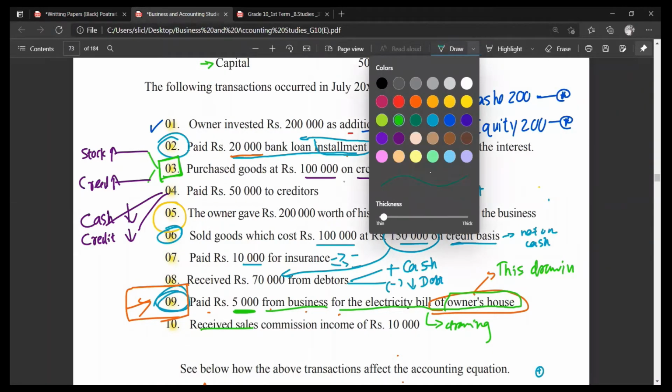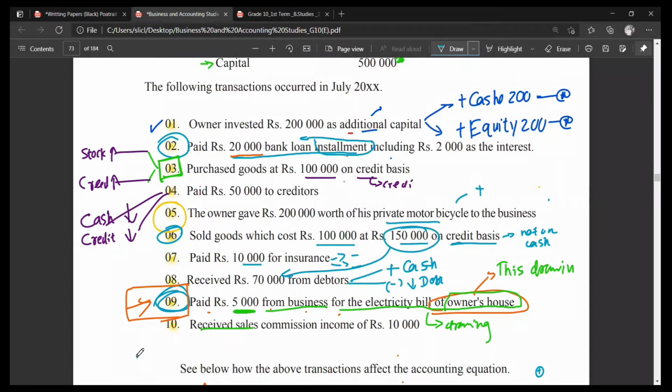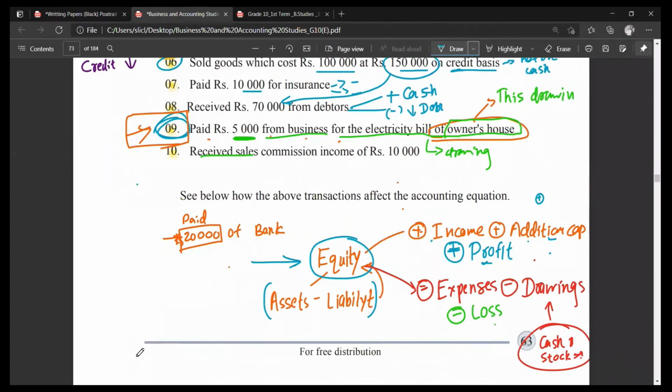Tell me, profit equals what? Right? So how can we find the profit? It's obvious. Profit or loss, it can be a loss as well. Profit or loss equals income minus expense. Got it?